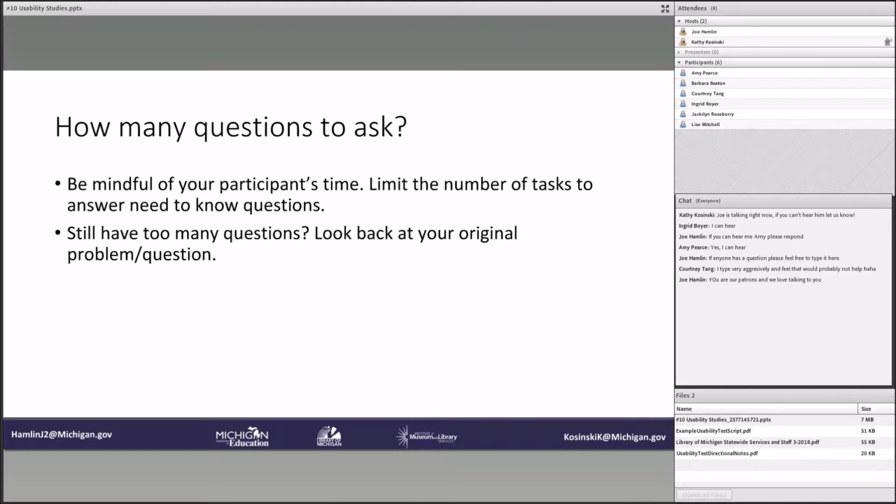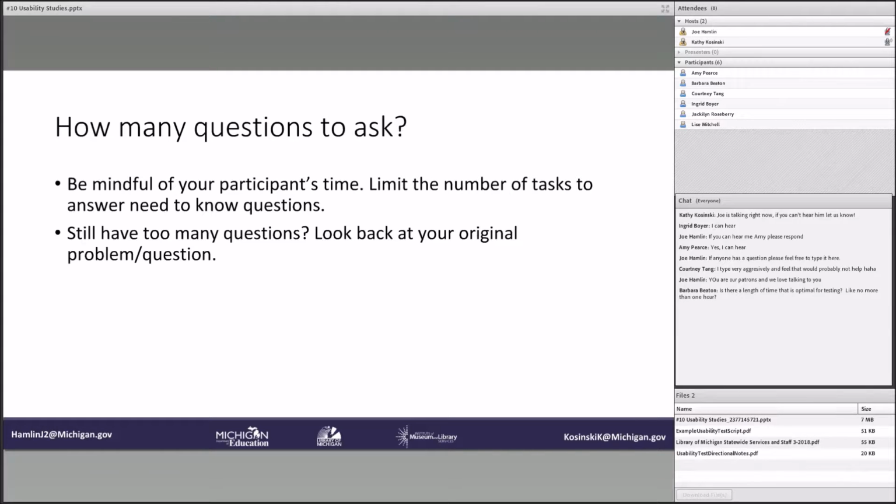And really, this is where your guinea pig, your pre-test tester, comes in handy, because you can see roughly how long it takes them to do it. Your participants are helping you. They're doing a favor to the library. Even if you're giving them some sort of incentive or prize, they're still helping you out. So you don't want to take up too much of their time.